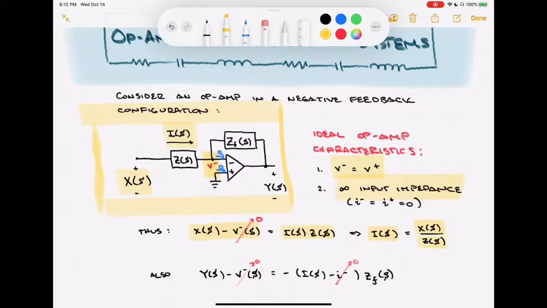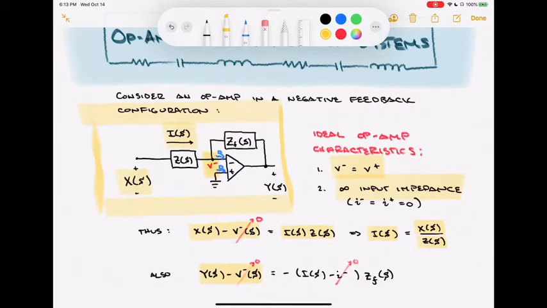I can also do the same sort of thing looking at the voltage drop across that feedback impedance. In the same way, the voltage drop across it is Y minus V minus, and V minus is zero because of the ideal op-amp characteristics. Then I take a look at the current that is going through Z of F. If I look at that node V minus, all the currents summing into that node have to be zero. I see I of S approaching from the left. I know it's an infinite input impedance, so the inverting terminal on that op-amp is going to have zero current.